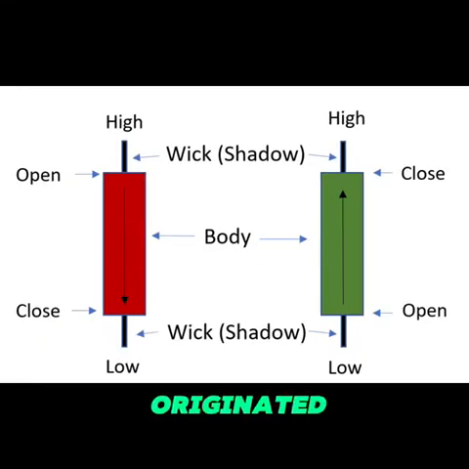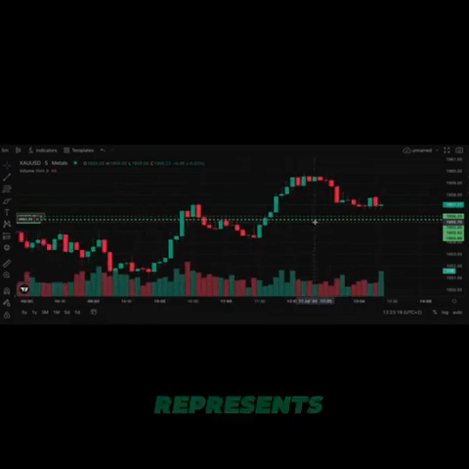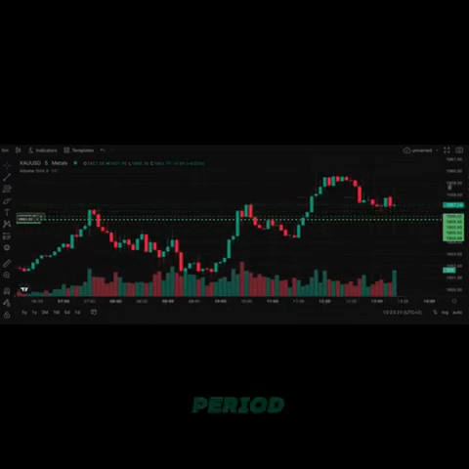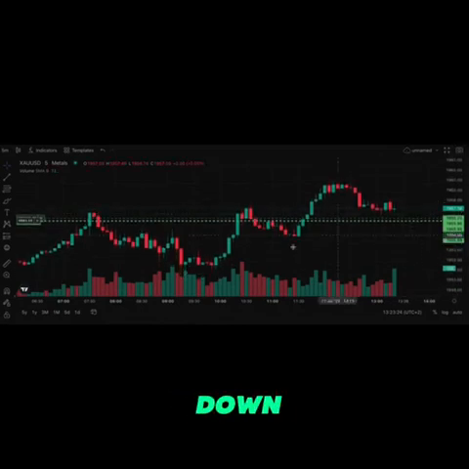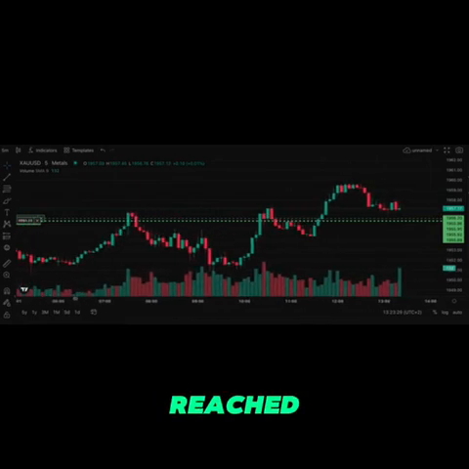Candlestick charts originated in Japan and have become immensely popular among traders worldwide. Similar to bar charts, each candlestick represents a specific time frame. However, candlestick charts provide additional information about price movements within that period. A candlestick consists of a body and two wicks, also known as shadows. The body represents the opening and closing prices for the period, with different colors indicating whether the price moved up or down. The wicks, on the other hand, show the highest and lowest prices reached during the period.